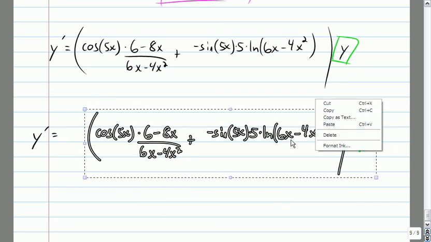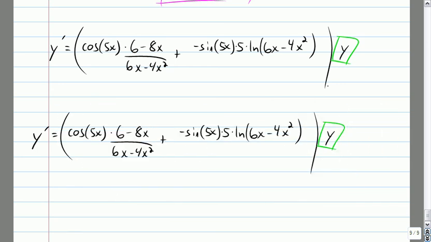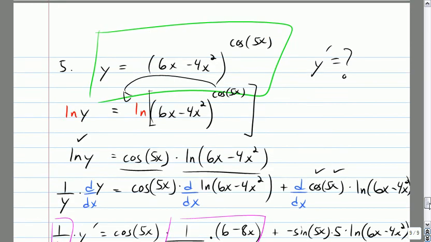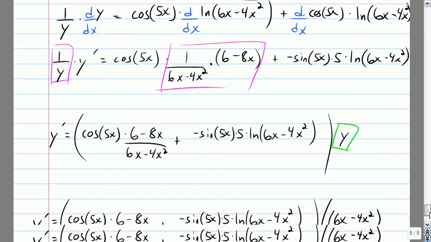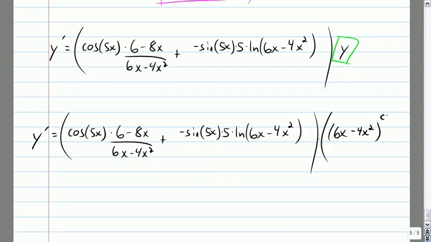Almost there. Okay, so instead of y, I'm going to put in 6x minus 4x squared, raised to the cosine 5x. Okay, that's it. So that was number 5. That's your answer there?